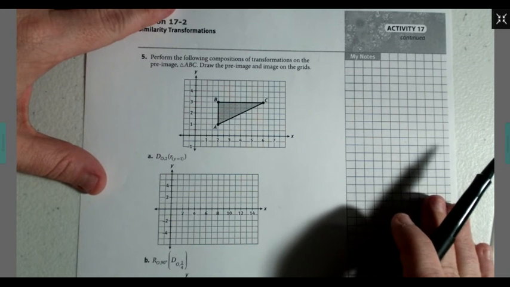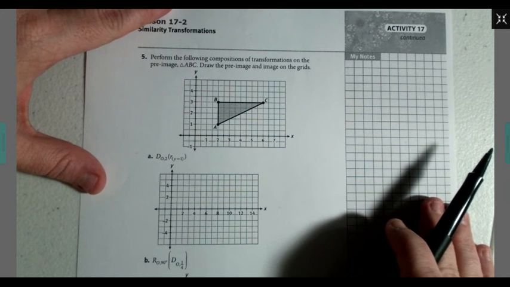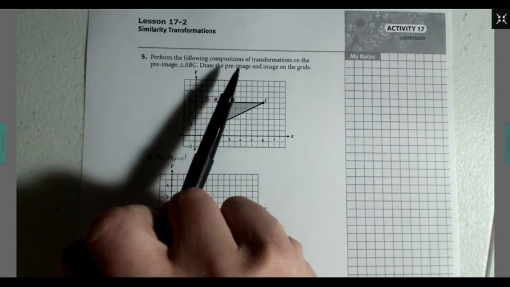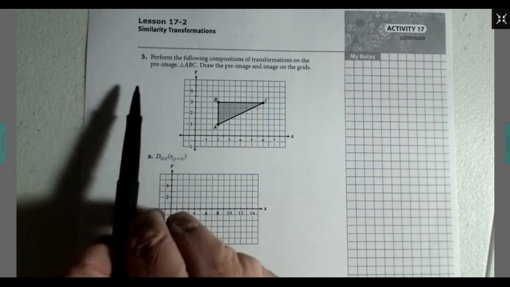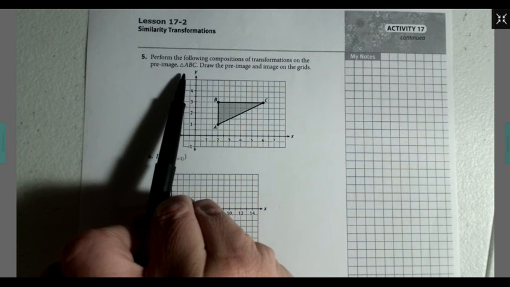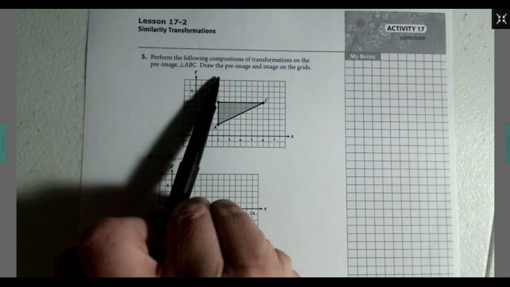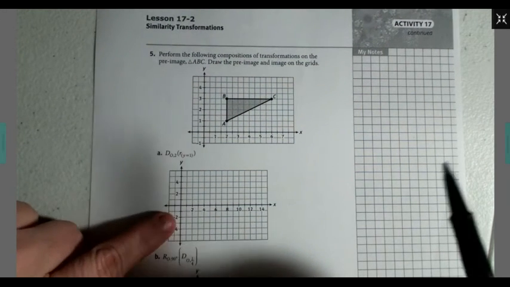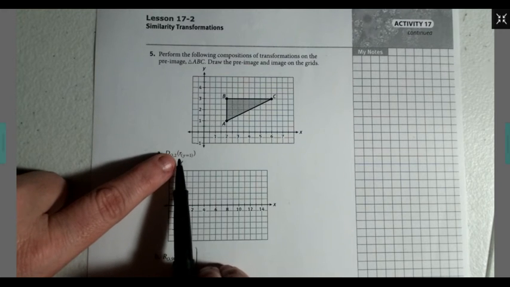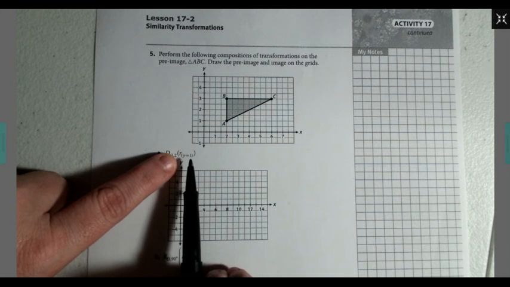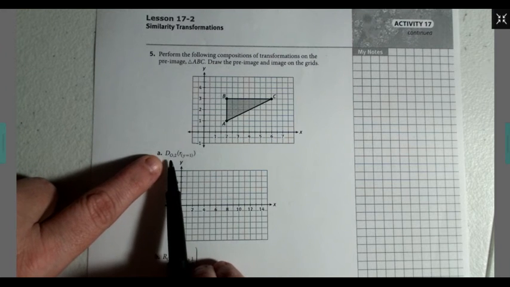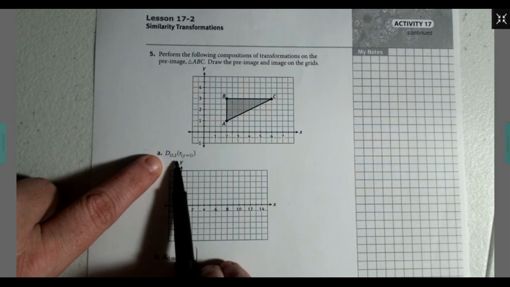All right. Section 2 covers questions 5 and 6. It says, perform the following compositions of transformations on the pre-image triangle ABC. Draw the pre-image and image on the grids. Here, for A, we want to do a reflection about y equals 1, and then we want to do a dilation about the origin of 2.